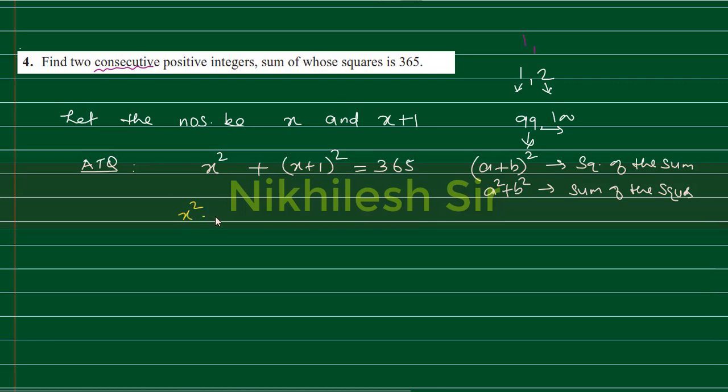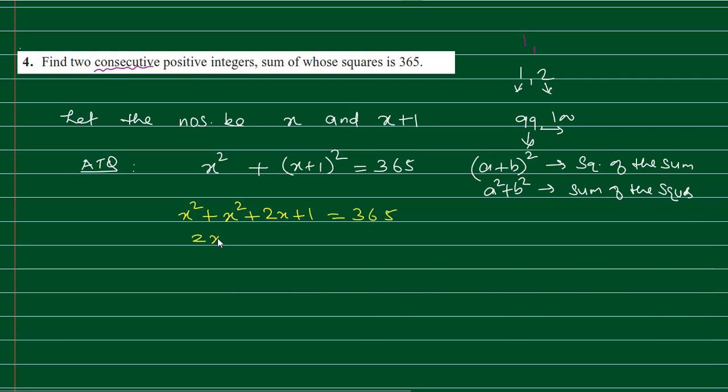So let us simplify this. That is x square, we'll expand here with (a plus b) the whole square, a square plus 2ab plus b square, which is equal to 365. That is 2x square plus 2x minus 364 equal to 0. We divide the whole equation by 2, we get x square plus x minus 182 is equal to 0.